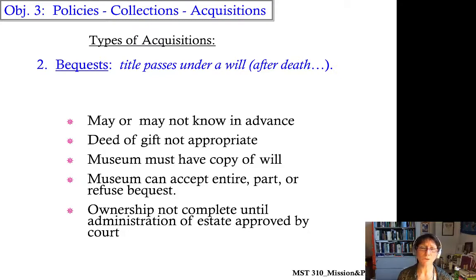So ownership of those objects, legal ownership, isn't complete until the administration of the estate is approved by the court. So in some cases, they may will you these objects, but maybe the entire estate has to go through probate and has to go through legal processing before you're actually allowed to take ownership of the objects.